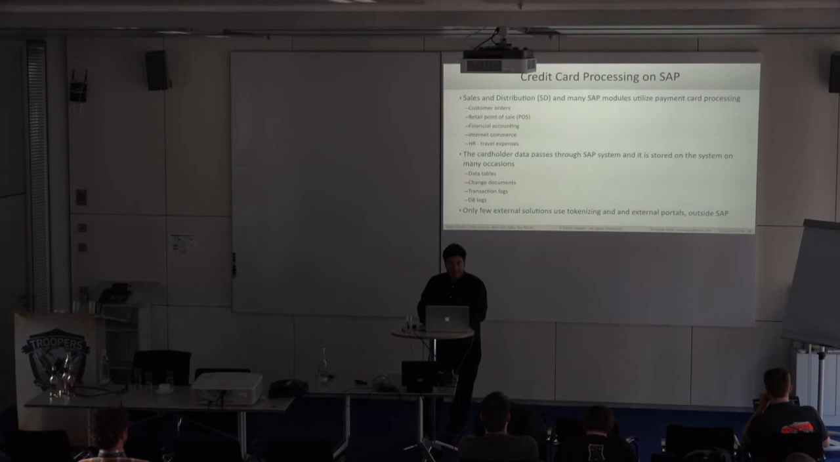The cardholder data therefore passes through the SAP system, and in many cases it is stored on the system. There are a lot of data tables which can contain this information, or there are change documents or transaction logs or DB logs, etc. There is now a trend for the last 5-10 years which is using the tokenization technology, so that the least amount of information is stored on these systems.